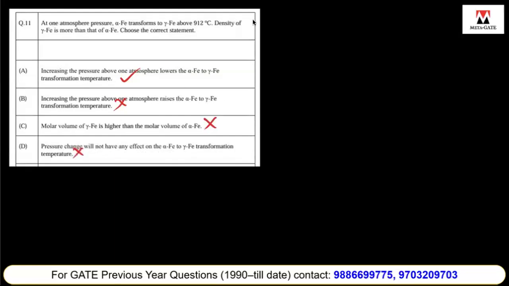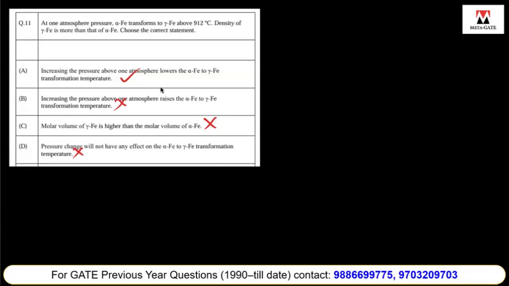This is also wrong. Now let's see each statement. Increasing pressure above 1 atmosphere lowers the alpha ferrite to gamma ferrite transformation temperature. This statement is generally true for all the substances that exhibit a phase change with pressure, because an increase in pressure tends to form a denser material, and in this case the denser material is austenite. And increasing the pressure above 1 atmosphere raises the alpha iron transformation to gamma iron. This is also not true.